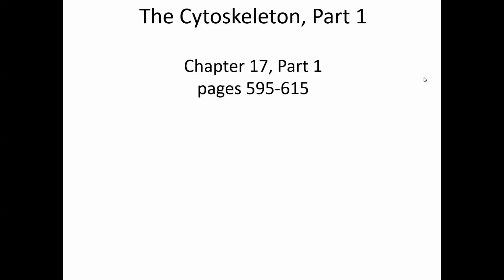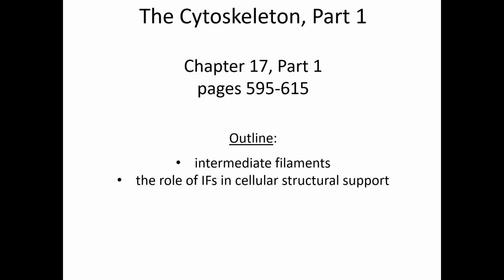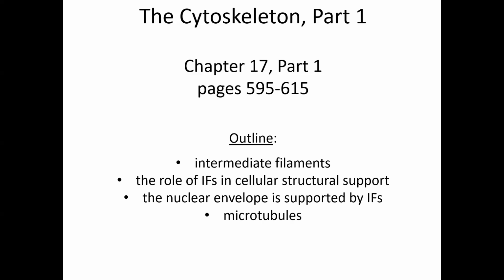This is going to be the first half of chapter 17, pages 595 to 615. Today, we're going to first start off with a little bit of a broad overview on the cytoskeleton in general. And then we'll take about half the video probably to talk about intermediate filaments, the role of intermediate filaments in supporting cellular structure, the anatomy of intermediate filaments and how they are built, the role that intermediate filaments play in the nuclear envelope, and then we'll move on to microtubules for the second half of this lecture.